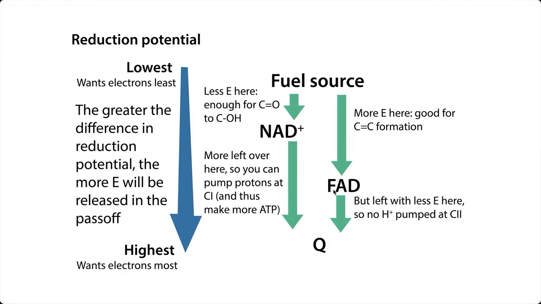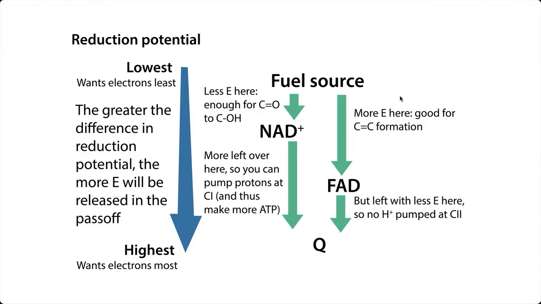What this means is that FAD wants electrons more than NAD wants them. So you're going to get less energy passing electrons from FADH2 to Q than you would from NAD+ to Q. However, if you have a fuel source and you break that down, you're going to get more energy breaking down from that fuel source to FAD than you would from that fuel source to NAD+. So you're often going to see that NAD is going to be used for doing things like going from a carbonyl to an alcohol group, whereas FAD is going to be used for making CC double bonds.